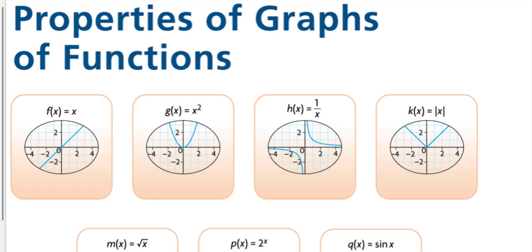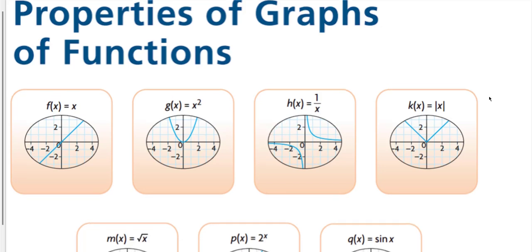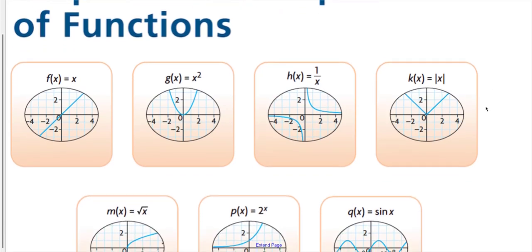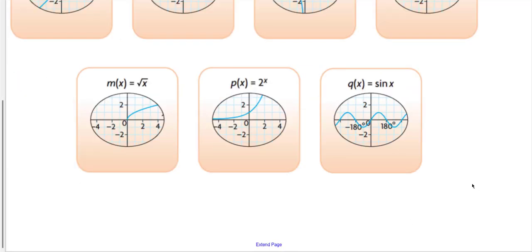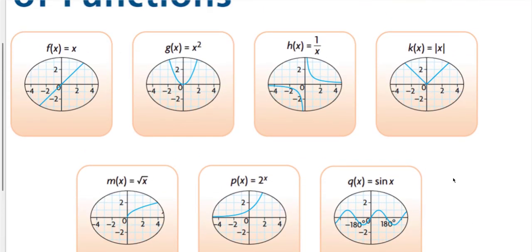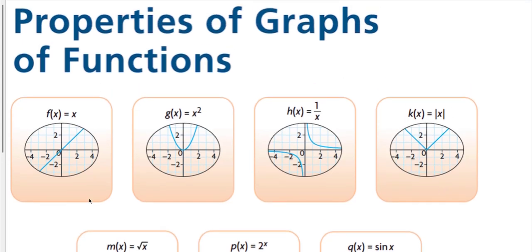So we are moving on to lesson 1.3, unit 1, lesson 3, properties of graphs of functions. Here are some parent functions that you should have learned from grade 11. First, we have a linear function, y equals x, or y equals mx plus b. And that is just a straight line, pretty straightforward.